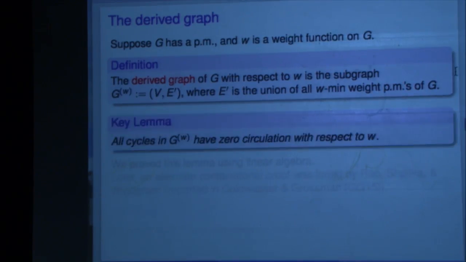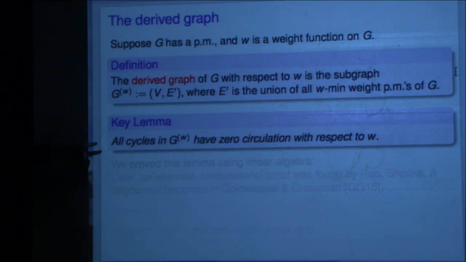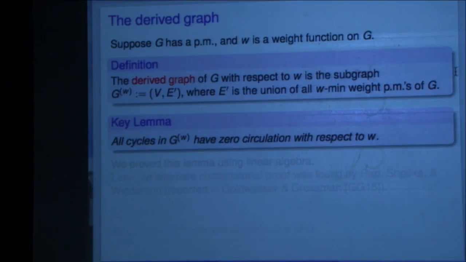And now here's the key point. All cycles in the derived graph have zero circulation with respect to W. This is good. This means that if we can force non-zero circulations on small cycles, and all cycles in the derived graph have to have zero circulation, then this derived graph has no small cycles. So we're killing off small cycles in the derived graph, and saying the graph has to have cycles of at least a certain length. In particular, GW is different than G.